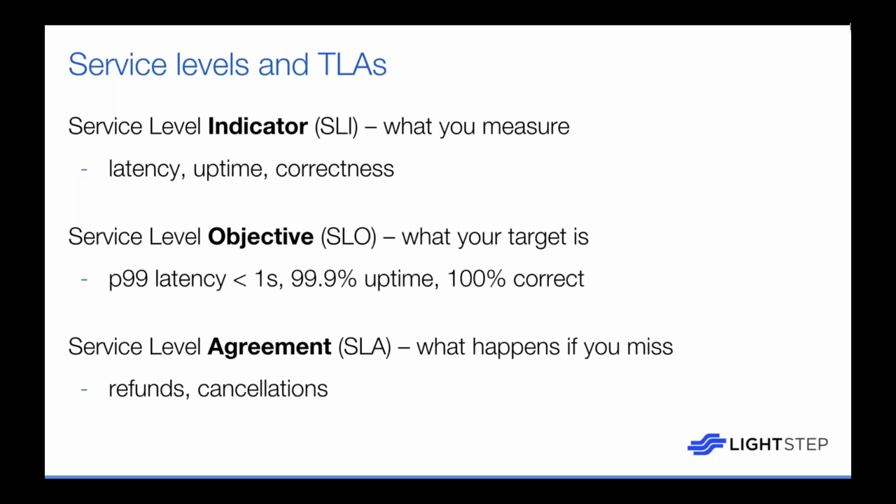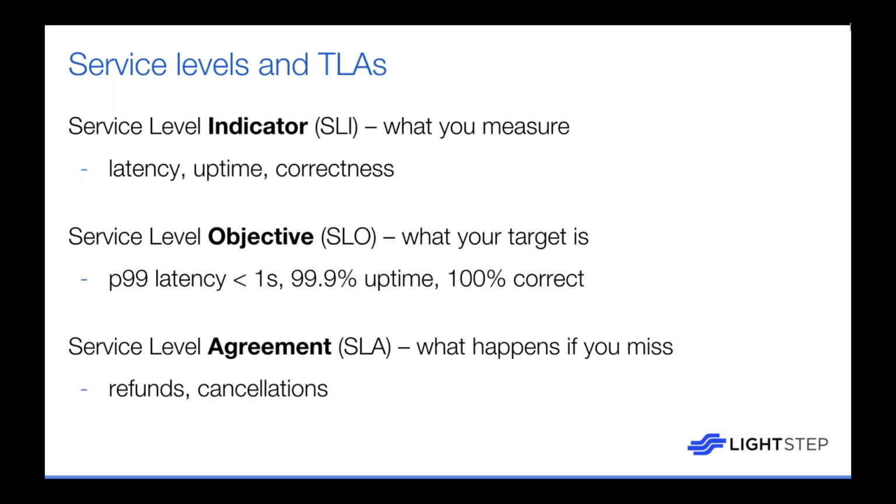That could be something like latency. It could also be uptime or correctness. There are a lot of different things that you might measure. And from that, you might define an SLO, or a service level objective. Not every SLI has an SLO, but if an SLI is really important, hopefully you have a target, a goal that you're trying to meet. For example, keeping P99 latency below 1 second, achieving 99.9% uptime, or 100% correctness.